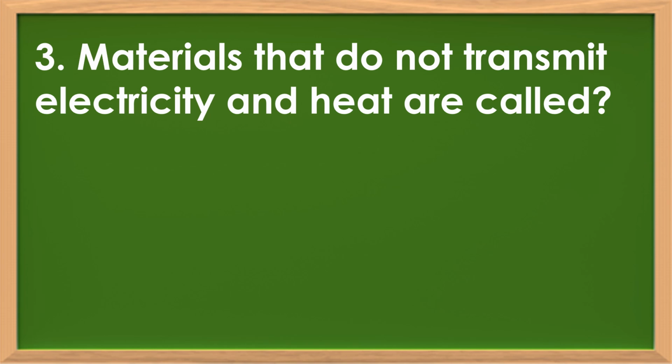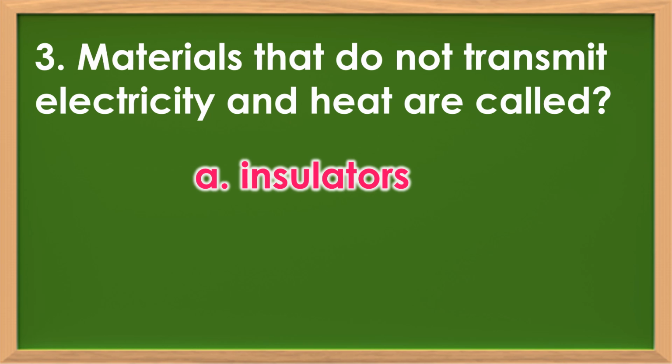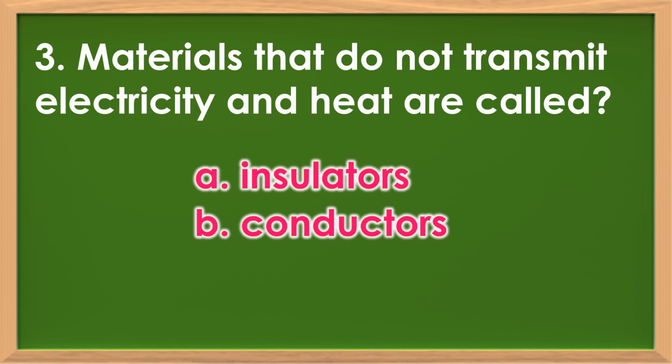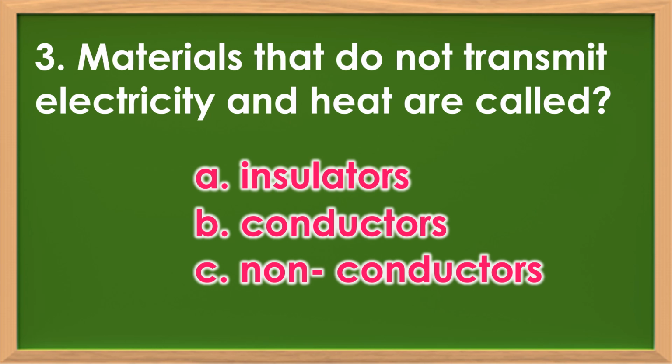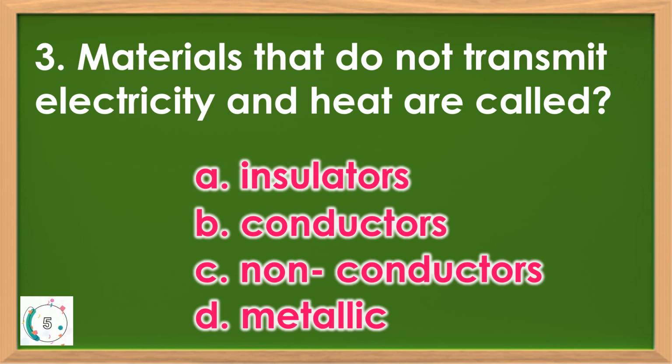Number 3. Materials that do not transmit electricity and heat are called A. Insulators, B. Conductors, C. Non-conductors, D. Metallic. Good job! The answer is letter A.